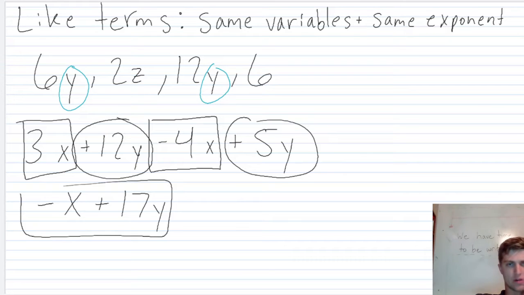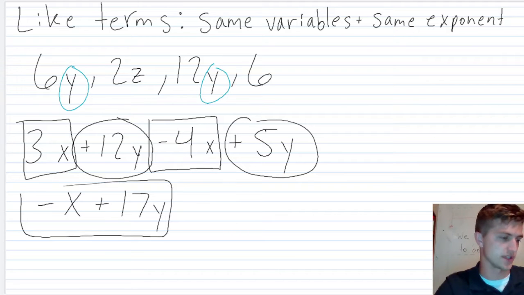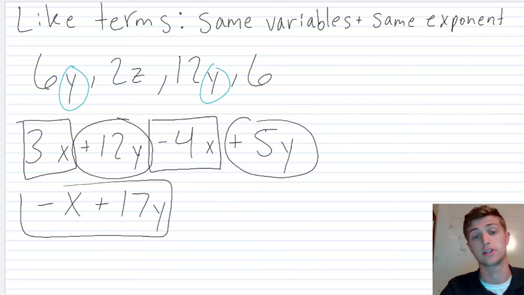That's pretty much all we got for this lesson. Everything else is just built on, or just more examples of what we already went over. You just got to take it slow and think about your signs and your like terms.